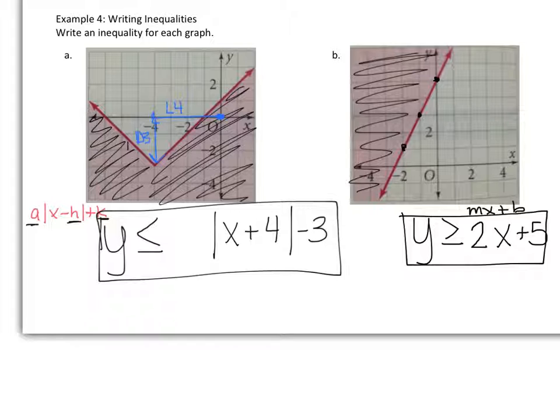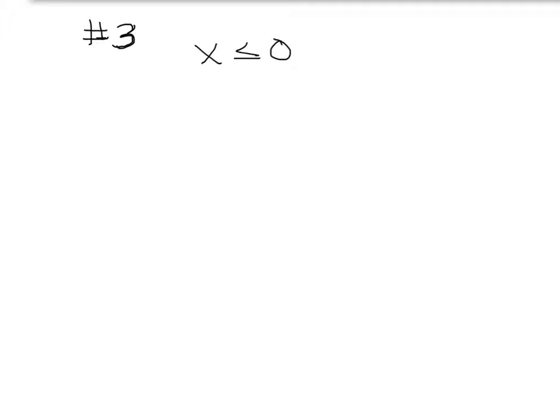Now, if you would, go ahead and get the paper out for your homework, and I would like to look at number 3 together. Number 3 on your homework says x is less than or equal to 0. What is this going to look like? Do you know what kind of line it makes when it has x equals a number? Horizontal. Actually, it's vertical. And the y equals a number are the horizontal ones.